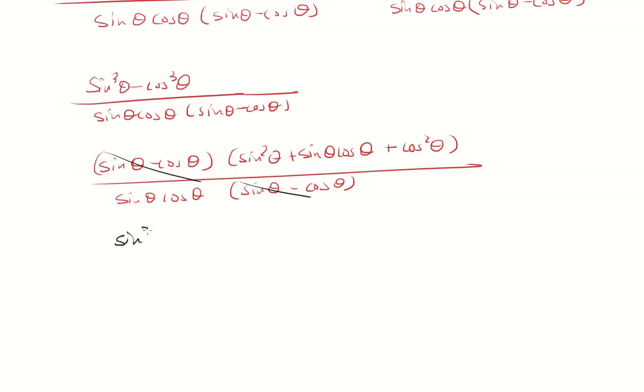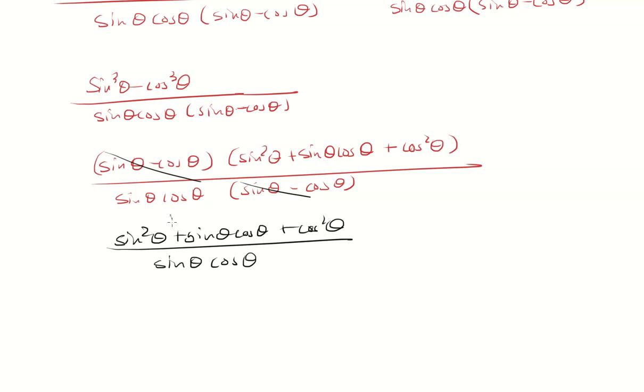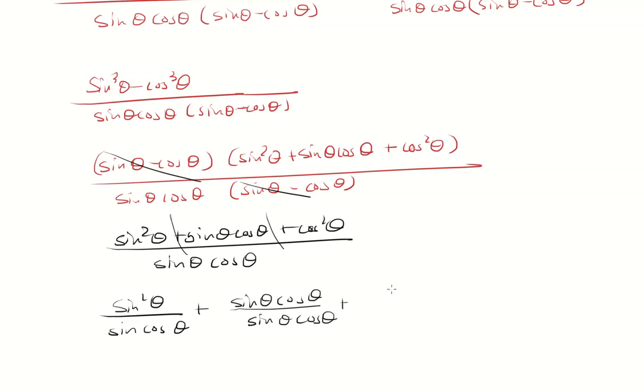So, well, first, let's write it out. We'll split it up into three separate fractions. So this will be 1, 2, and 3. So we have sine squared over sine times cosine plus sine over cosine divided by sine over cosine plus cosine squared over sine times cosine.